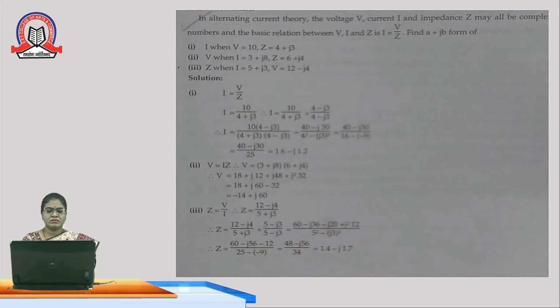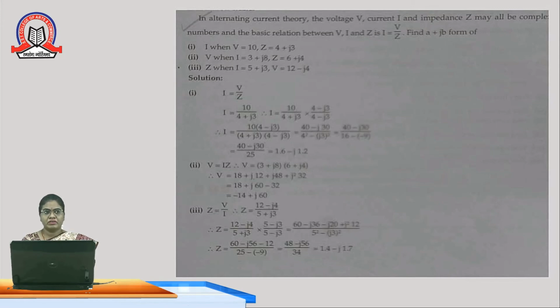So I equal to, substituting the value of V 10 and Z 4 plus j3. This is a division, so multiply and divide by the conjugate of the denominator, we are having the answer as 10 into 4 minus j3 upon 4 plus j3 into 4 minus j3. In the numerator, after calculation, we are getting 40 minus j30. In the denominator, using the formula a plus b into a minus b equal to a square minus b square, we are getting the answer as 25. Final answer is 1.6 minus j into 1.2.